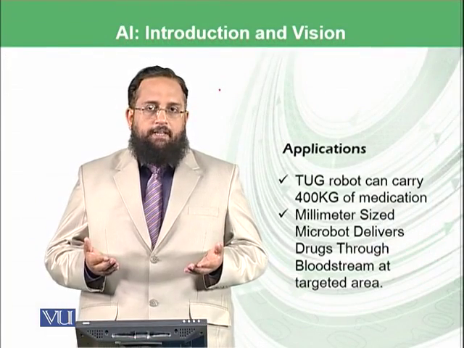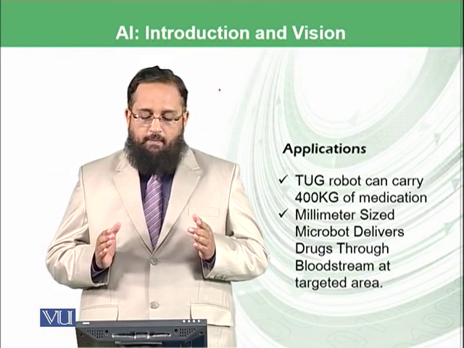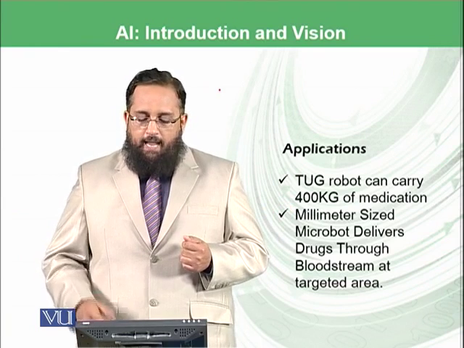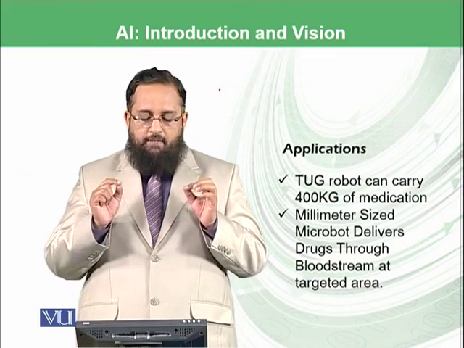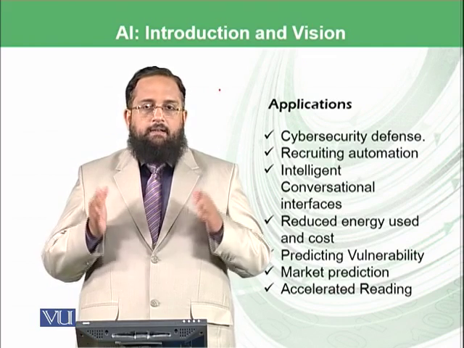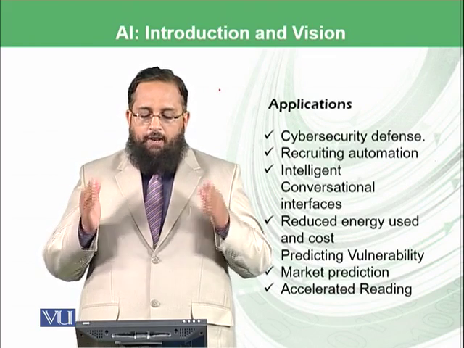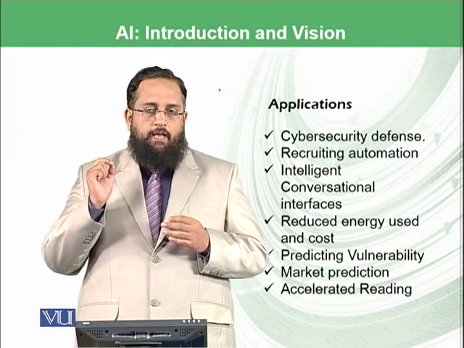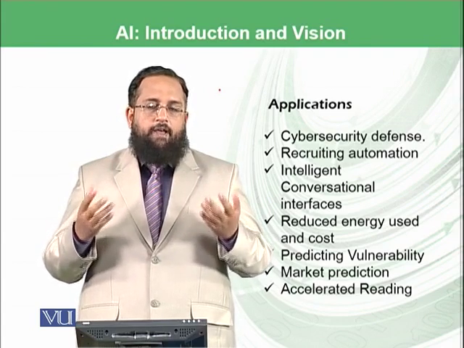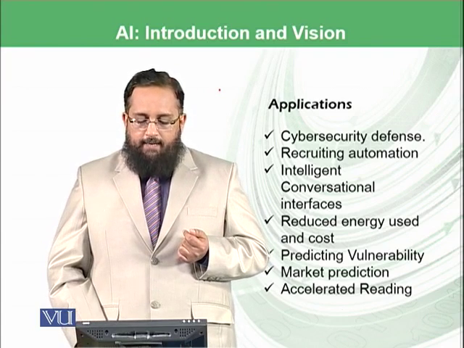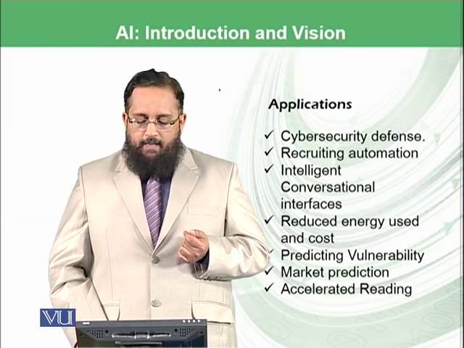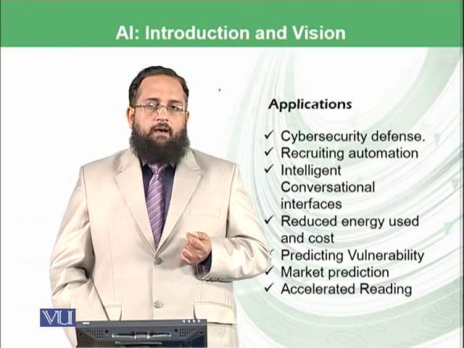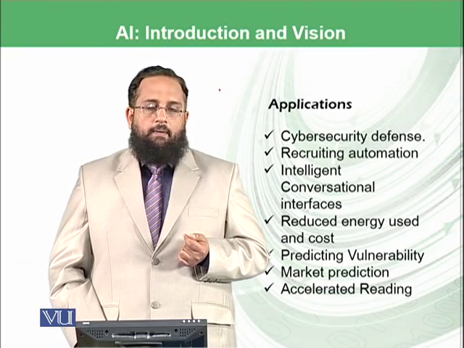So it has some other applications as well. For example, the TUG robot can carry 400 kilograms of medication from one place to another, and for a human, carrying 400 kilograms is very difficult. Then a millimeter-size micro robot delivers drugs through the bloodstream to a targeted area wherever you want. Then we can use robots for cybersecurity defenses, recruiting automation, and intelligent conversational interfaces. For example, you might have used Siri on Apple. You can communicate with Siri and it tries to answer you in the best possible way. It can also reduce energy use and cost, predict vulnerabilities in your computer, and help with market prediction and accelerated reading. All of these are applications of artificial intelligence, and some of them belong more specifically to the robotics industry.